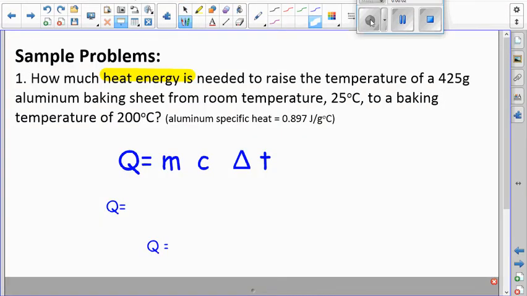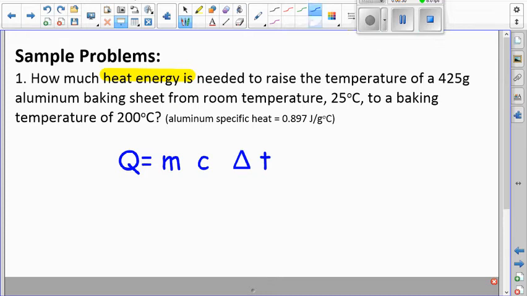Okay, let's do a couple practice problems here before I let you guys go for the day. So here's a sample problem. How much heat energy is needed to raise the temperature of a 425-gram aluminum baking sheet from room temperature at 25 degrees to a baking temperature of 200? Let's go ahead and find our Q's, M's, C's, and delta T's in this problem, and then we will solve for whatever is missing.